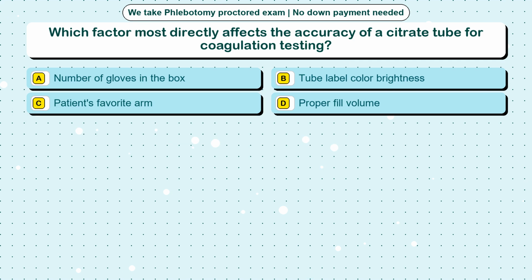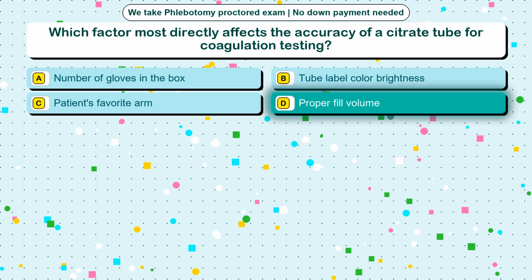Question 37. Which factor most directly affects the accuracy of a citrate tube for coagulation testing? Option A. Number of gloves in the box. Option B. Tube label color brightness. Option C. Patient's favorite arm. Option D. A proper fill volume.